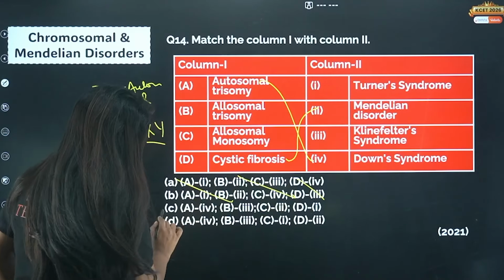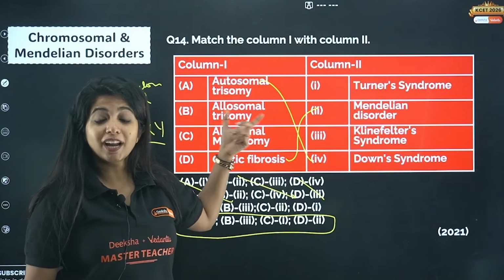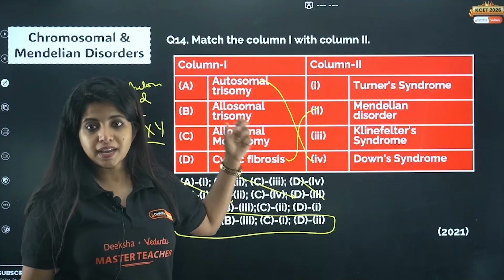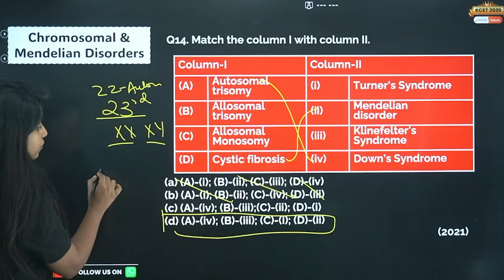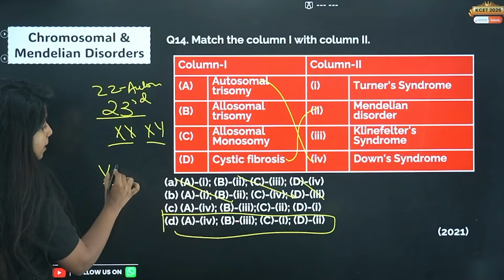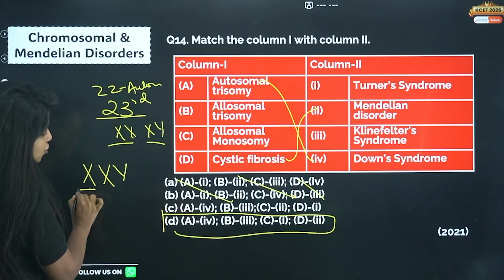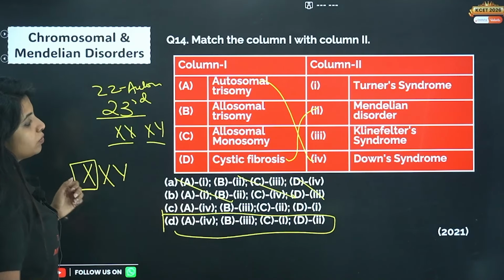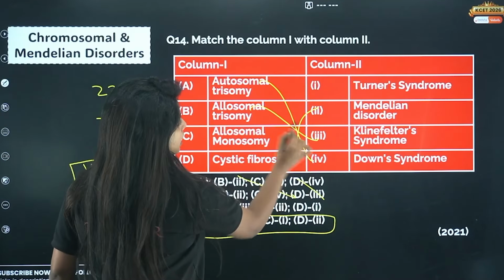I have the answer already with me. But still, let me see the options. Allosomal trisomy. Allosomal means sex chromosomes. Sex chromosome also have trisomy, ma'am? Yes. In the case of Klinefelter syndrome, instead of having XY chromosome, they also have one extra X chromosome. So this is known as allosomal trisomy. Allosomal trisomy is found in Klinefelter syndrome.